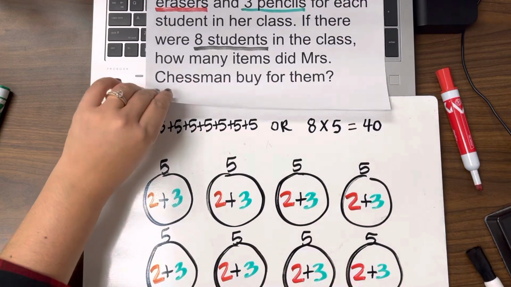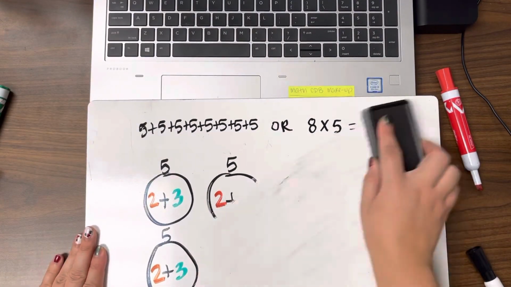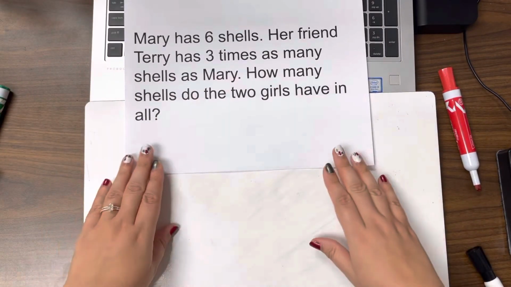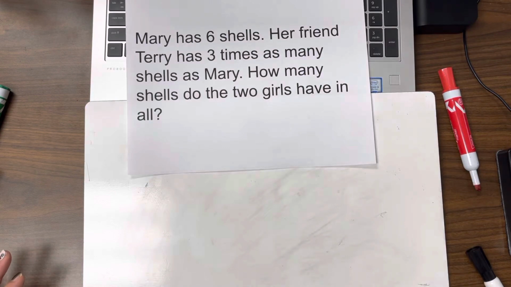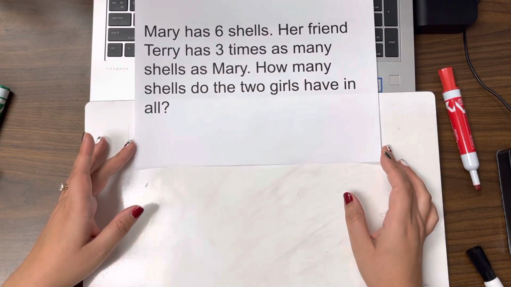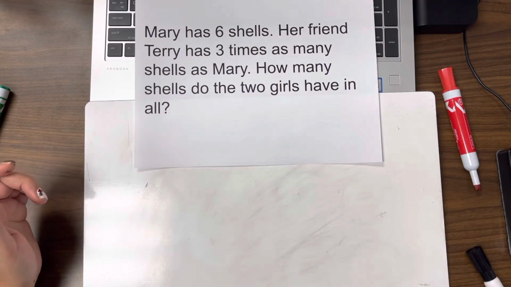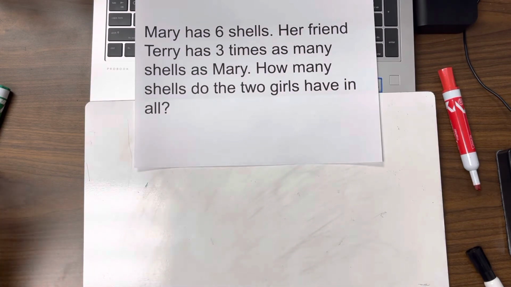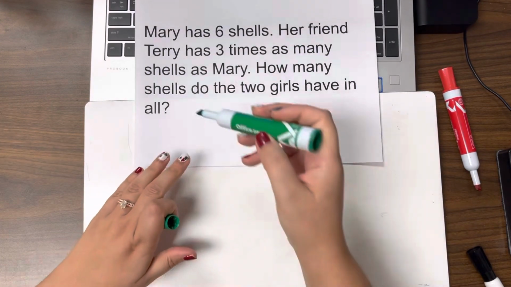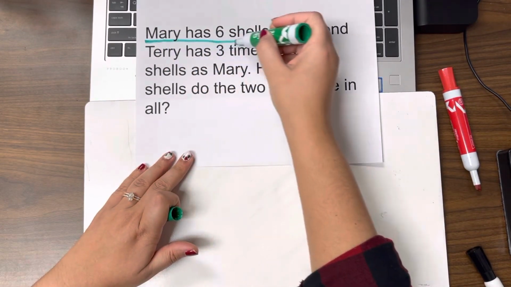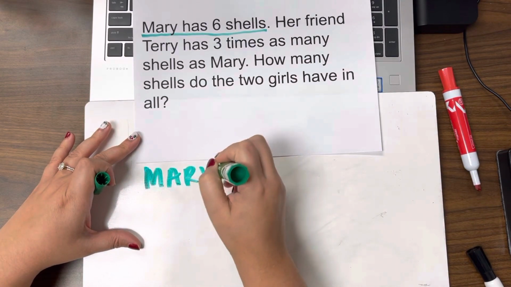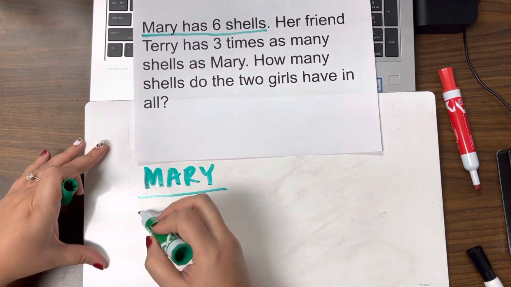Now let's try a different word problem. Okay, it says Mary has 6 shells. Her friend Terry has 3 times as many shells as Mary. How many shells do the 2 girls have in all? All right, so we know that Mary has 6 shells. So let's write down Mary, and we're gonna draw 6 shells.